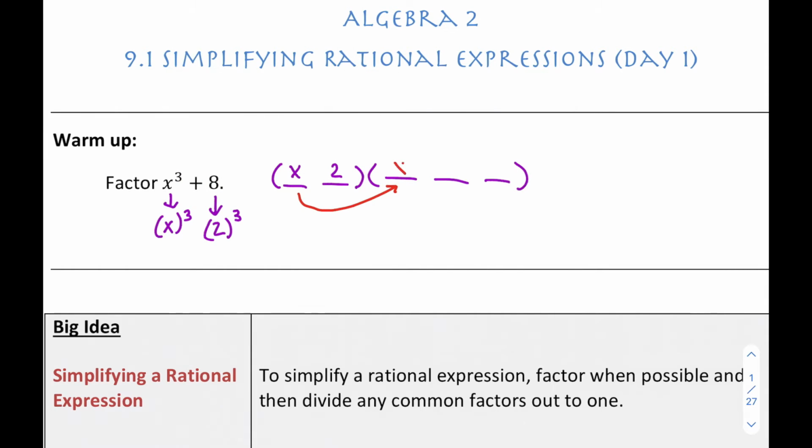Then I'm going to square that x and have x squared, square my 2 and have 2 squared, and then my middle term is 2 and x multiplied together. My signs are same as what I had, opposite, and then always a plus. So this ends up factoring into x plus 2 times x squared minus 2x plus 4.